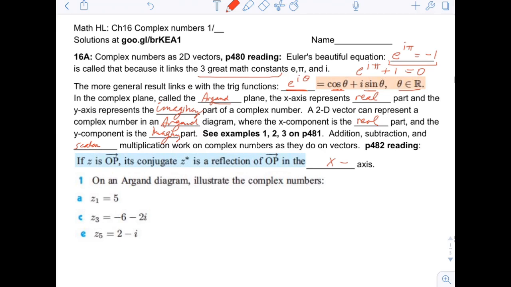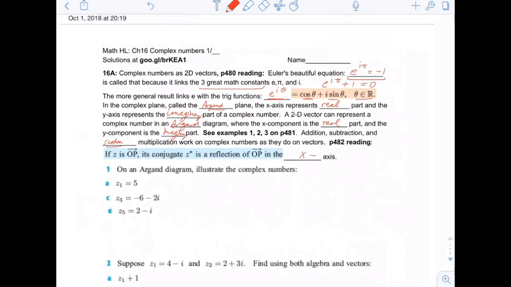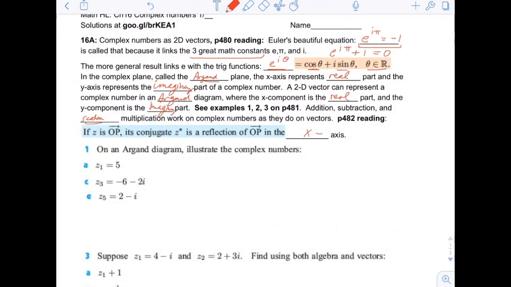A 2D vector can represent a complex number in an Argand diagram where the x component is the real part and the y component is the imaginary part. Addition, subtraction, and scalar multiplication work on complex numbers as they do on vectors. Okay, and so if z is the vector OP, its conjugate z conjugate is a reflection of OP in the x-axis.